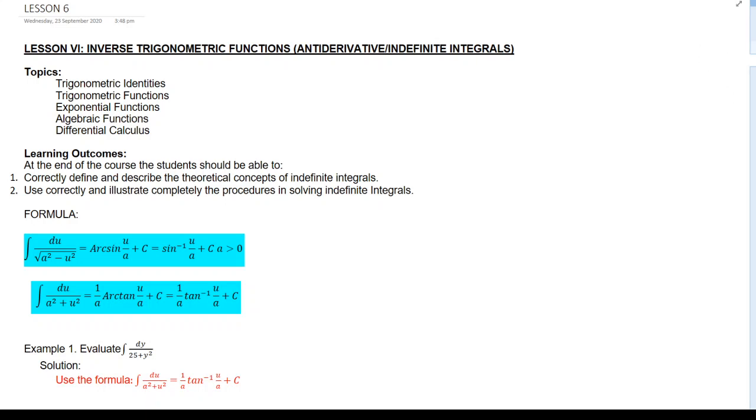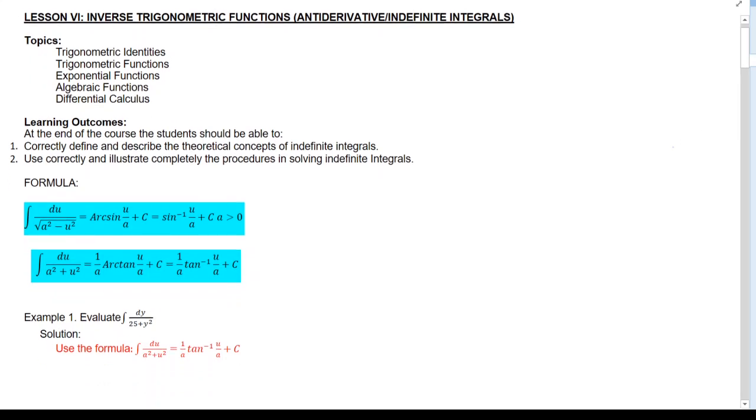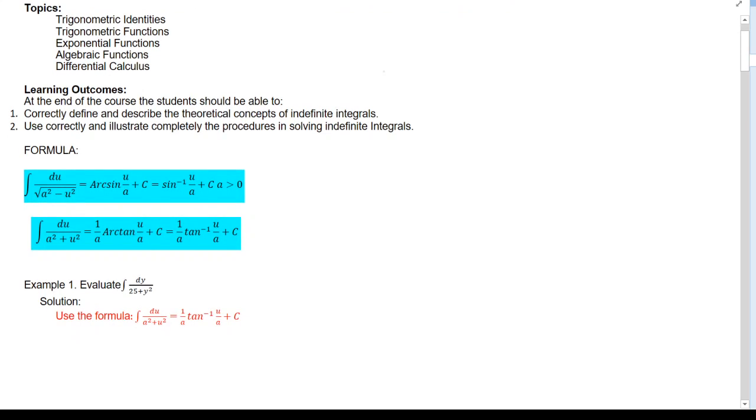We are done with the transformation of trigonometric formulas. Now we move on to lesson 6, which is the inverse trigonometric functions of the indefinite integrals, or that is the antiderivative of integrals.